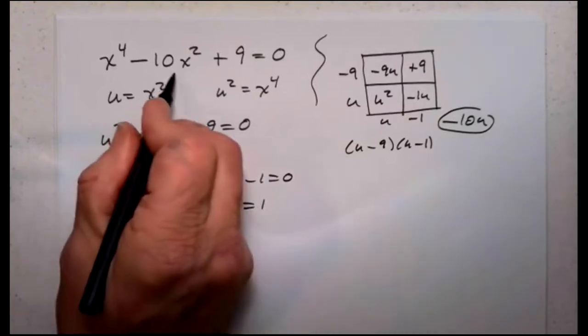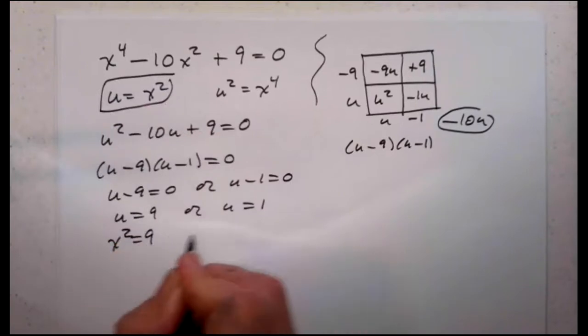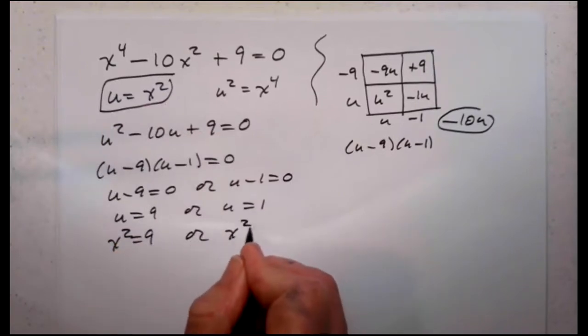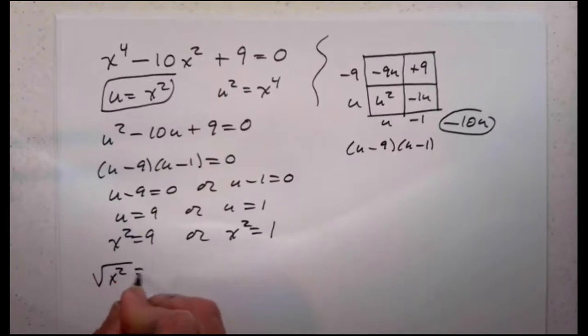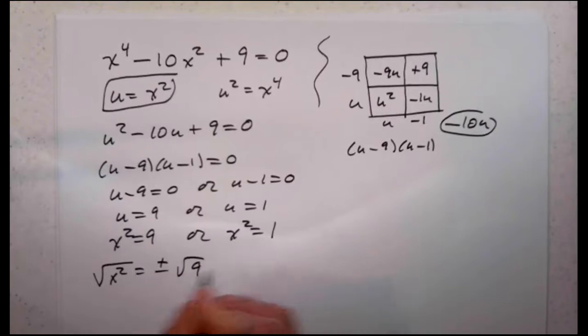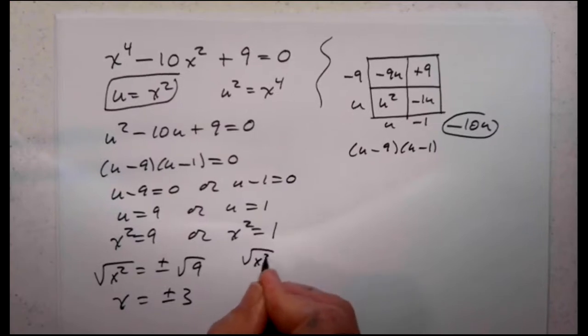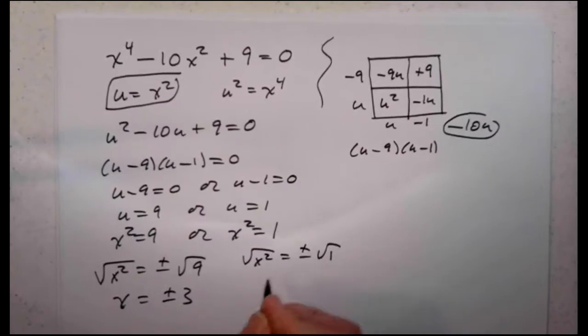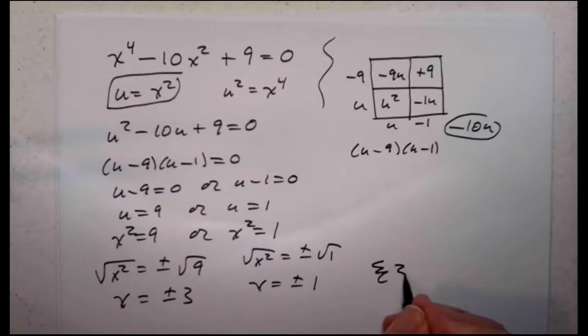But what is u? Remember, u is x squared. So we get x squared is 9 or x squared is 1. Take the square root of both sides. Square root of x squared is plus or minus the square root of 9. So x is plus or minus 3 over on this side. Square root of x squared is plus or minus the square root of 1. X is plus or minus 1. So I have 4 answers. What are they? 3, -3, 1, -1.